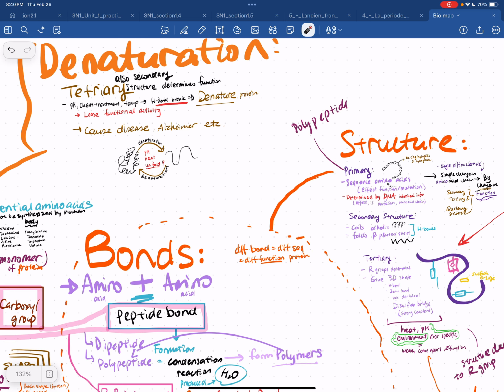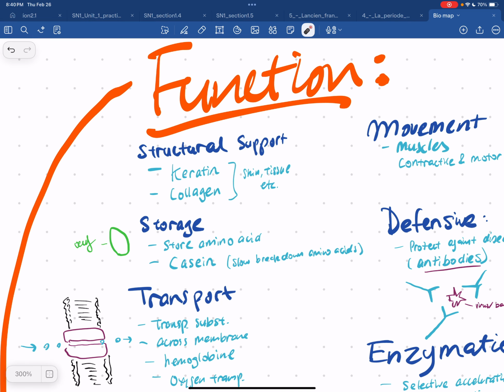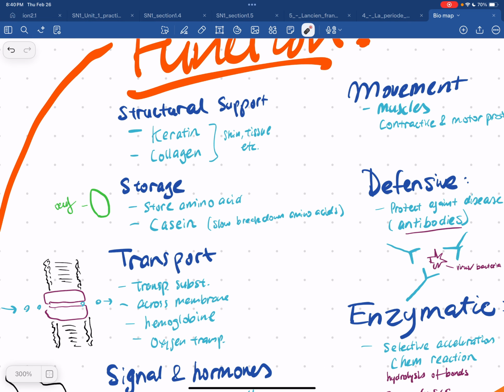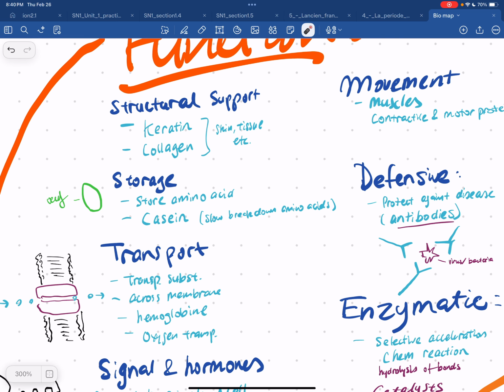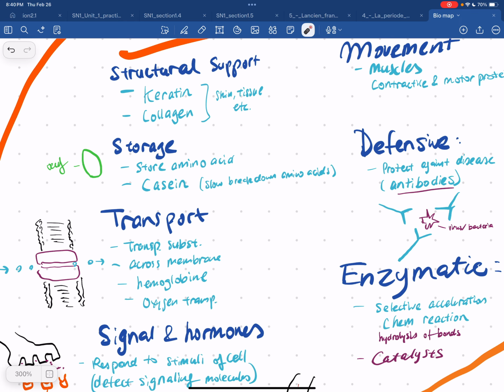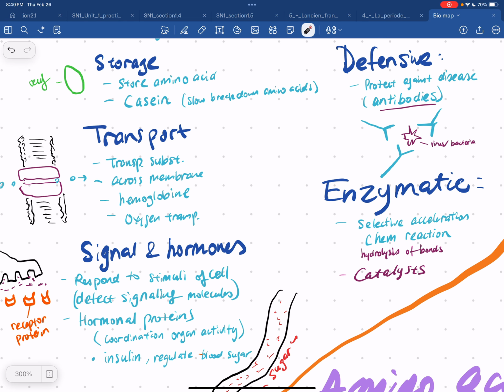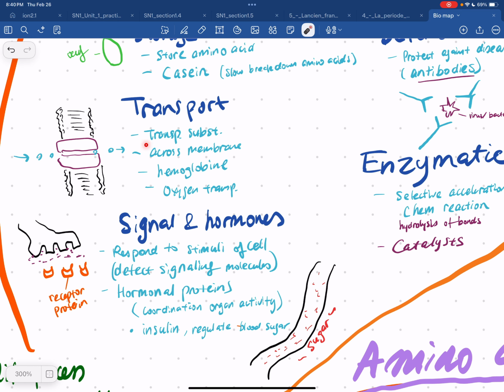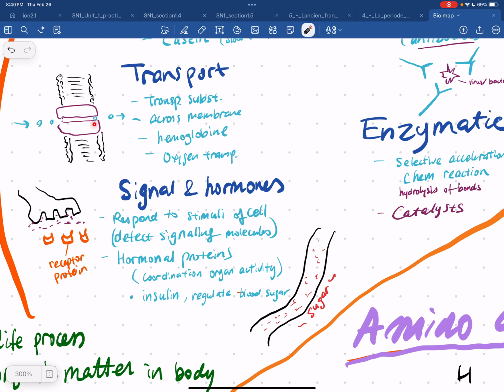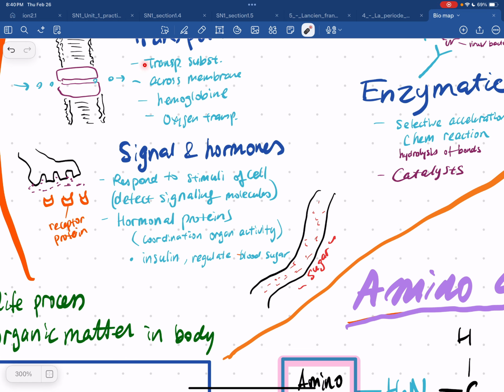So now going on to the functions of the proteins. There's structural support, like keratin and collagen for skin and tissue. Storage: store amino acids, and casein, breakdown of amino acids. So like in eggs, there's lots of casein. Transport: transport proteins that let them go across the membrane, go in. There's a lot about transport later on.